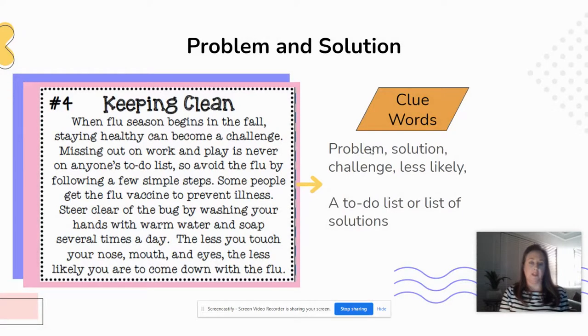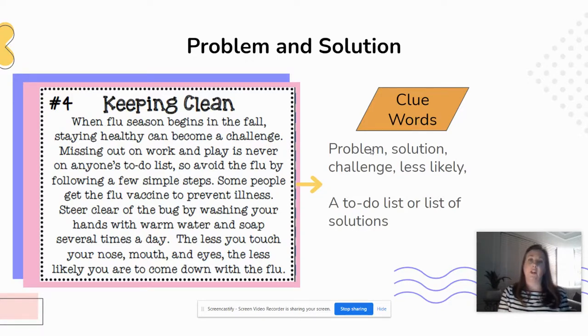Okay, we have problem and solution. Our story is keeping clean. When flu season begins in the fall, staying healthy can become a challenge. Missing out on work and play is never on anyone's to-do list, so avoid the flu by following a few simple steps. Some people get the flu vaccine to prevent illness. Steer clear of the bug by washing your hands with warm water and soap several times a day. The less you touch your nose, mouth, and eyes, the less likely you are to come down with the flu.